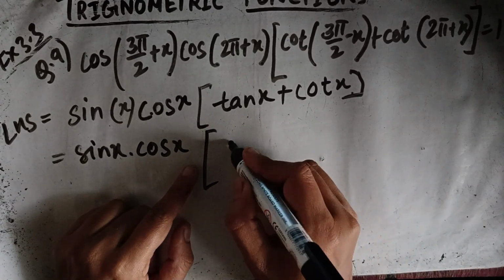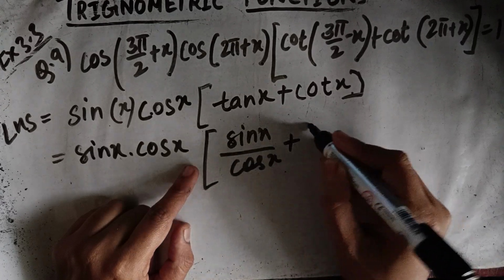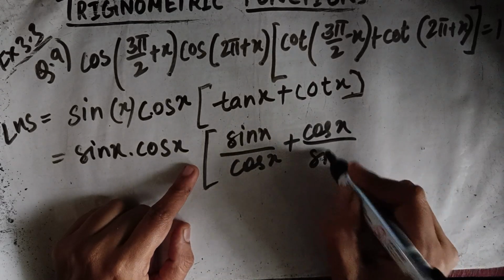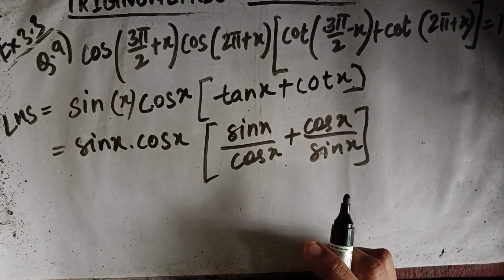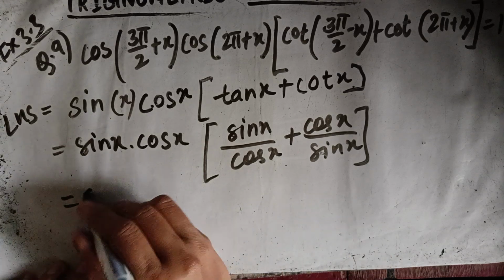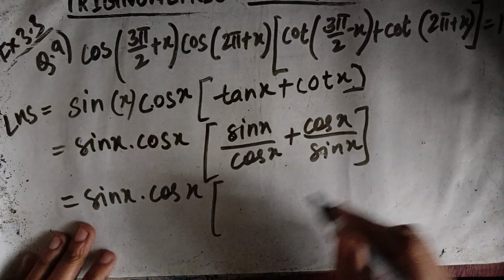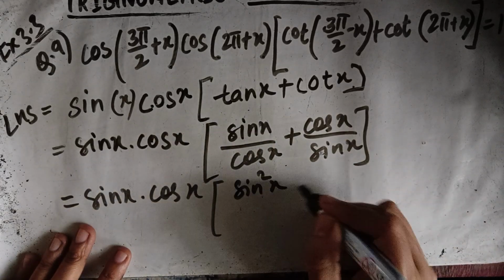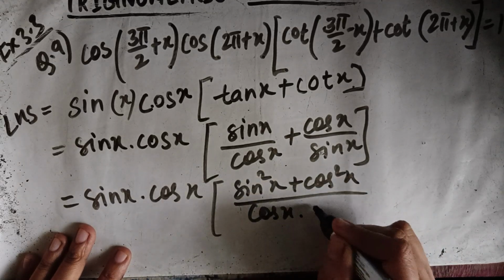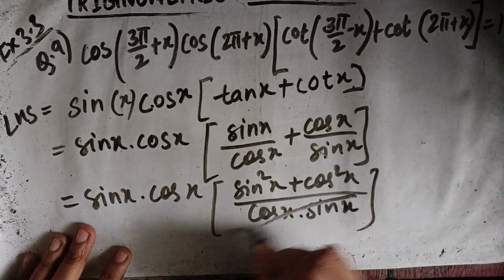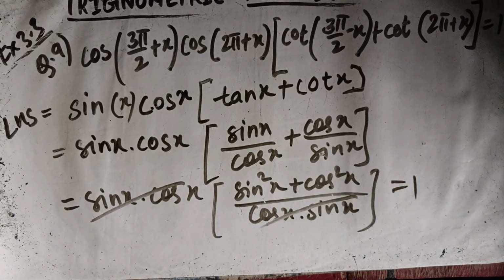And then you can write sin x upon cos x plus cos x upon sin x. Okay, this is simple trigonometry evaluation, that is this remains same, sin x into cos x. After cross multiplying, we'll get sin square x plus cos square x upon cos x into sin x. So this gets cancelled. Sin square x plus cos square x is 1, which is our RHS. Okay.